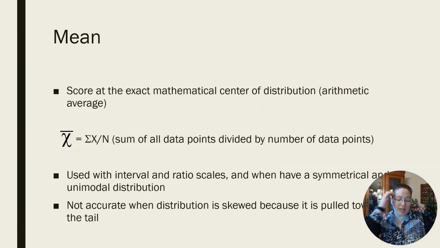The average, or mean, is the one that I'm hoping you're most familiar with from high school. We do things like calculate our class averages, etc. And that's the exact mathematical center of the distribution. So it's adding up all the data points together and dividing it by the number of data points. We can only use the mean with interval and ratio data. We cannot use it for nominal or ordinal data.